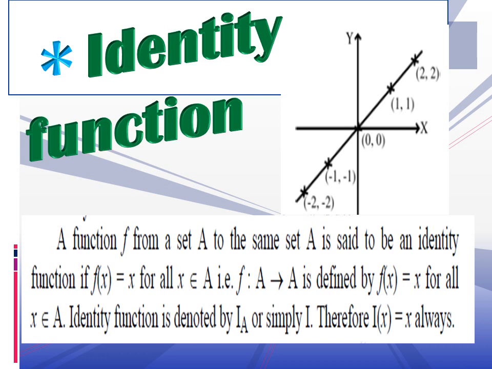A function f from a set A to the same set A is said to be an identity function if f of x is x for all x belongs to A. That is, f from A to A is defined by f of x is equal to x for all x belongs to A. The identity function is denoted by I of A. We give the name identity function I of A, simply denoted as I. Therefore, I of x is equal to x for all x. I of x is equal to x always.